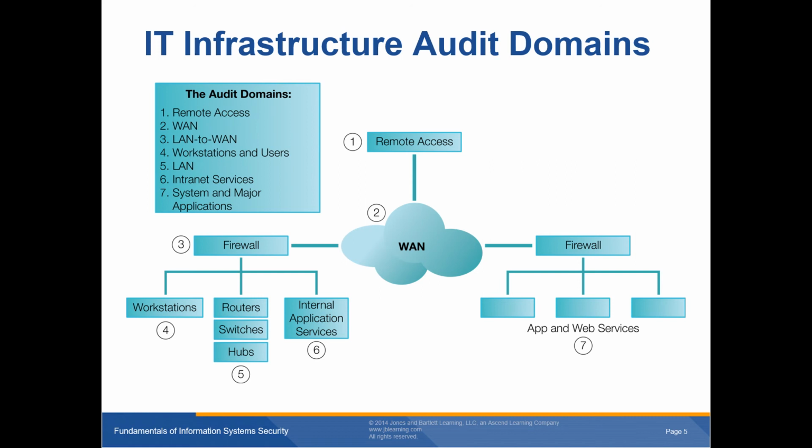Here we see the infrastructure audit domains. Remote access, an auditor will check into your wide area network and how that's handled. The local area network to wide area network, which is your firewalls controlling that, workstations and users, your local area network, routers, switches, and hubs. Hopefully, you won't be using any hubs. Your internal application services, your intranet, and then, of course, your application web services protected by a firewall here, systems and major applications.